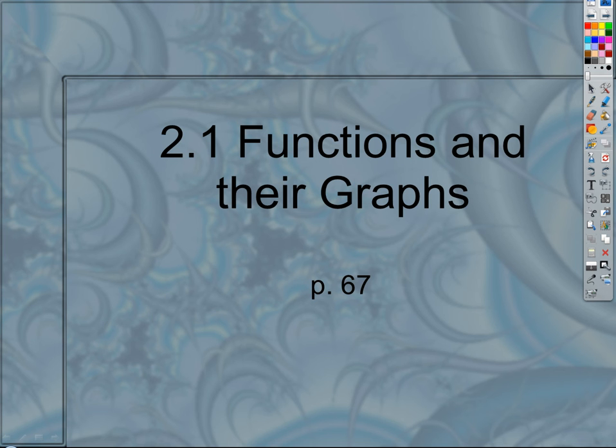All right, so let's take a look at just a brief review here of functions and graphs of functions. And the main thing I want to look at is what does it mean to be a function versus a non-function.